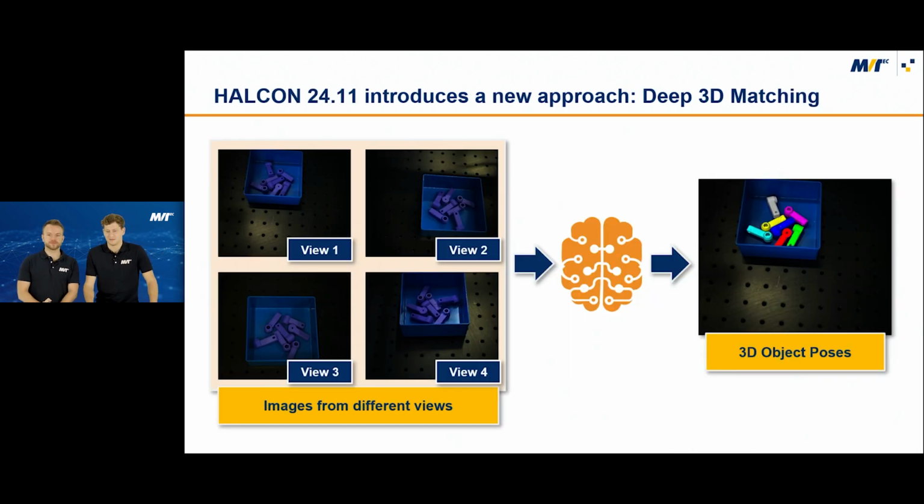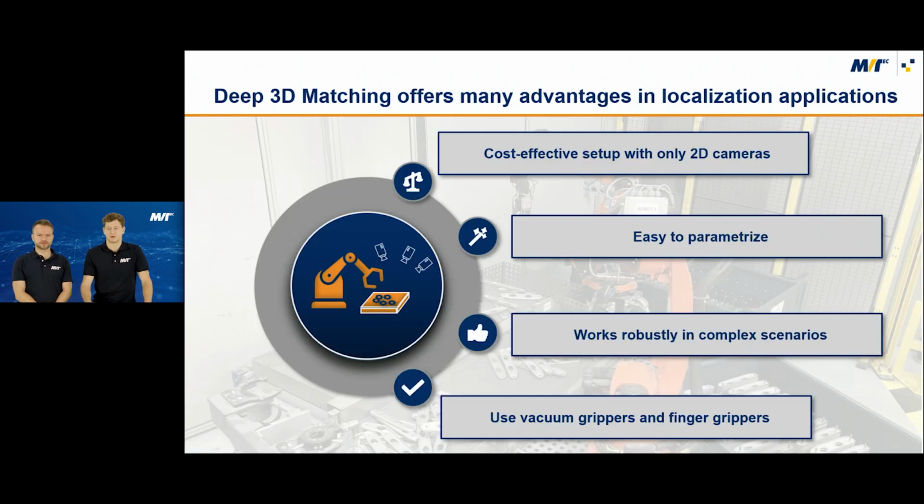So yeah, we can proudly announce with HALCON 2411 a new approach, deep 3D matching. And deep 3D matching uses deep learning to accurately detect objects in a scene and obtain the 3D poses. For deep 3D matching, we simply need a set of inference images showing different views of the scene and a pre-trained pose estimation model. When applying the model on the scene images, we can then obtain the 3D poses of the trained objects. And therefore, deep 3D matching offers a number of advantages.